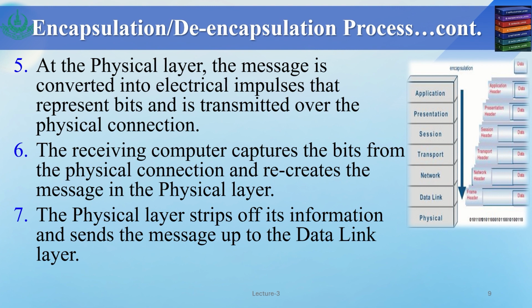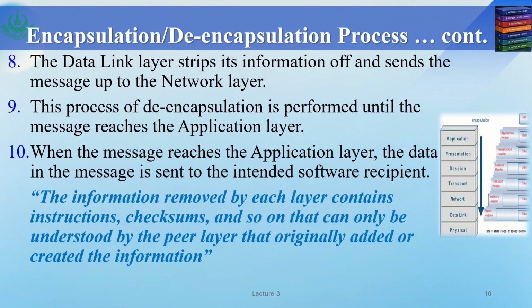The receiving computer captures the bits from the physical connection and recreates the message at the physical layer. The physical layer strips off its information and sends the message up to the data link layer. The data link layer strips its information off and sends the message up to the network layer. This process of de-encapsulation is performed until the message reaches the application layer. When the message reaches the application layer, the data is sent to the intended software recipient.